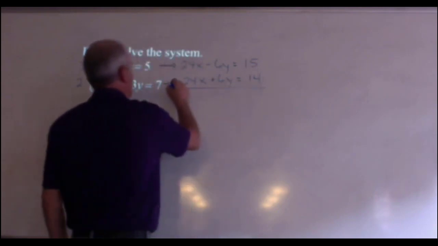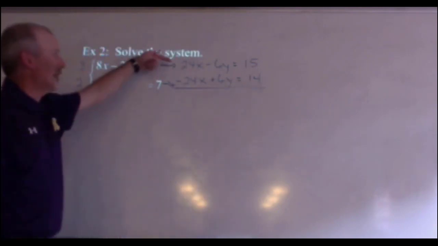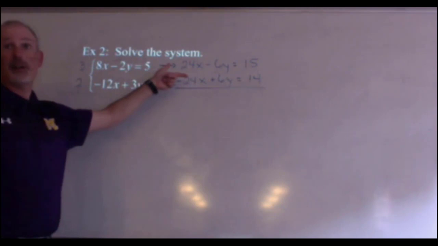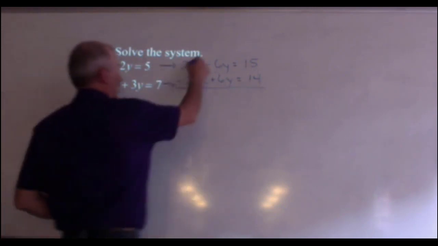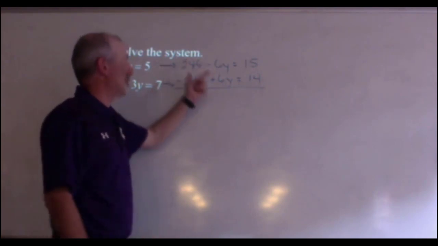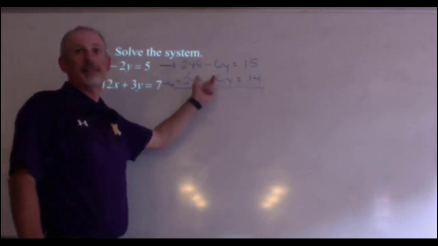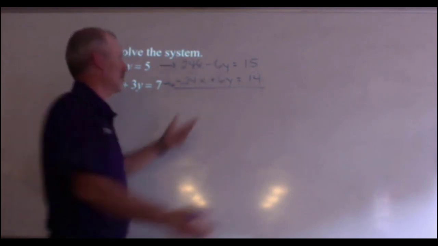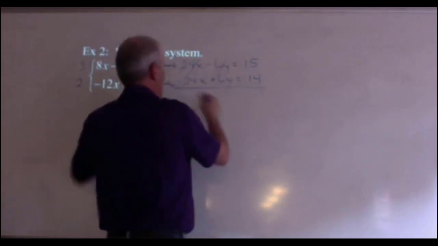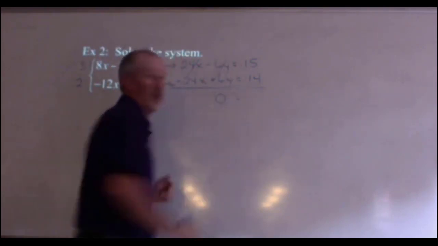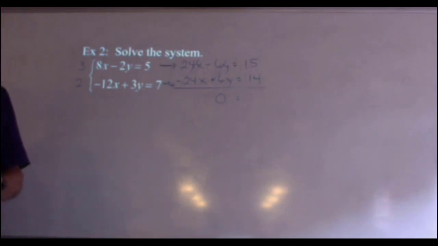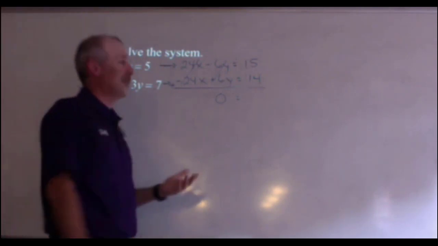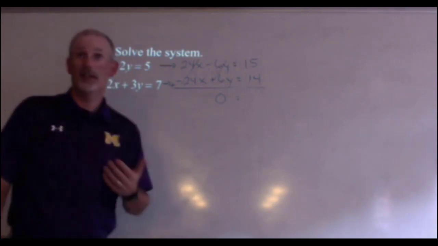But what we do is we add these together. So what happens when we add 24x and -24x? They cancel out to be 0, right? So they're gone. What happens when we add the -6y and the +6y? They cancel out, so they're gone. And that means on the left-hand side, we have nothing left. We have 0. Does that make sense? Everything canceled out. On the right-hand side, we have 15 plus 14. What is that?